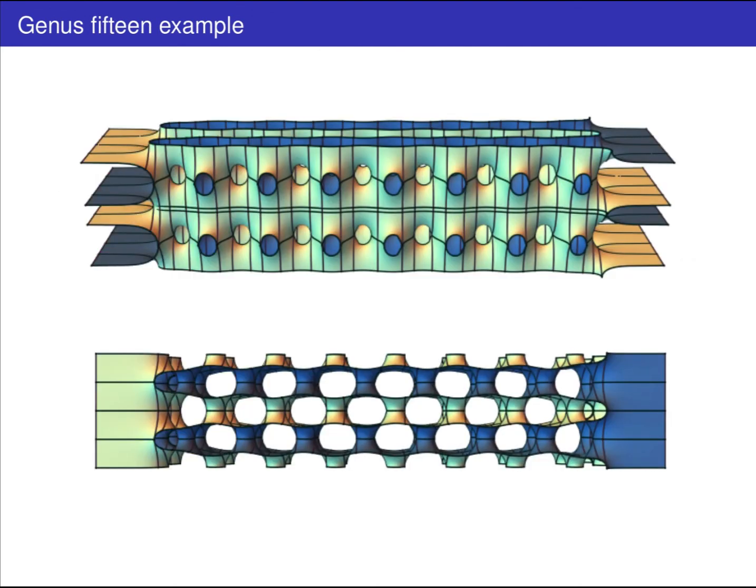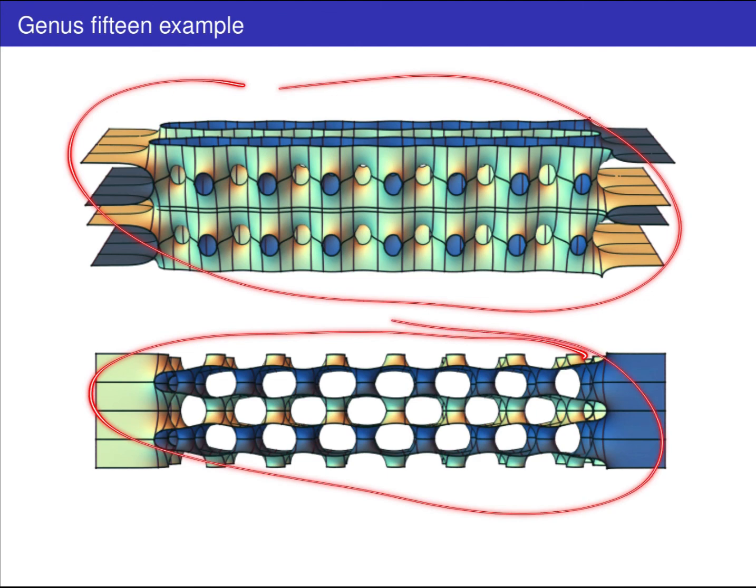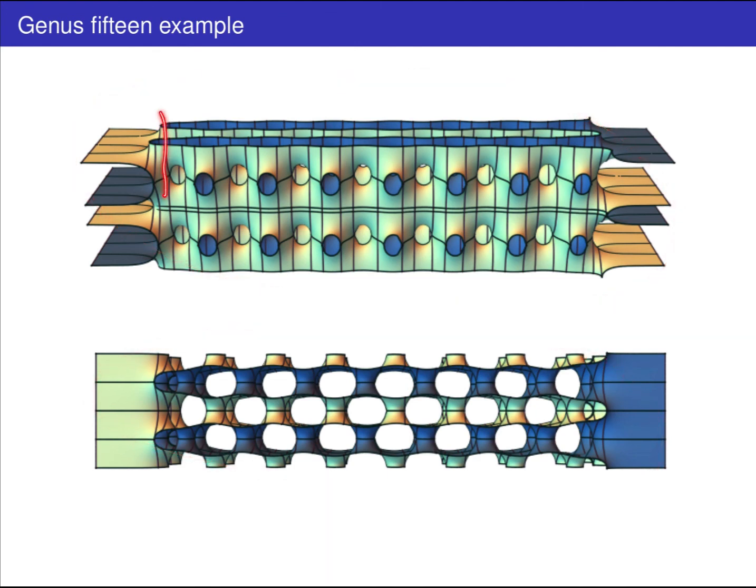And then here's a genus 15 example with the same behavior. We have the standard view here and then kind of viewing it from the top. Then we have a doubly periodic piece there, a singly periodic piece, another singly periodic piece, and so on, a bunch of them, and then the last doubly periodic piece over there.